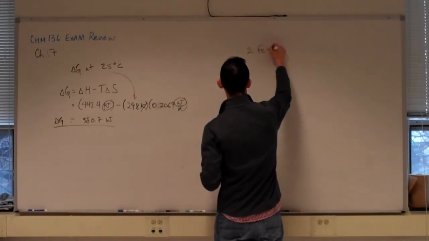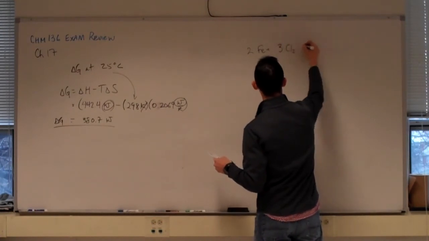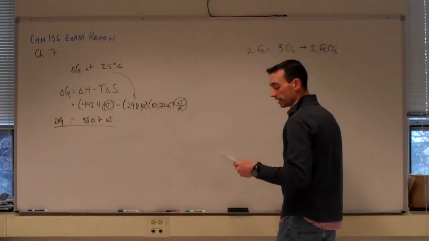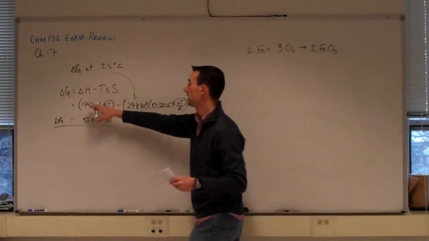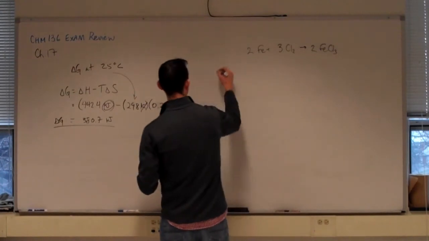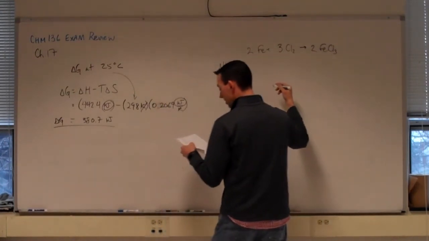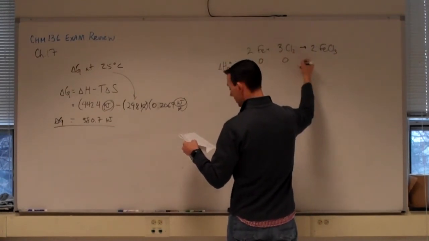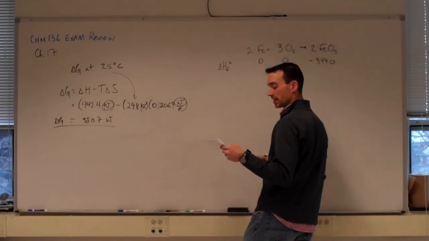2 Fe plus 3 Cl2 produce 2 FeCl3. We're asked to calculate delta G, but unlike the previous problem where we were just given the delta H and the delta S, we're given delta H formation values for these compounds. Now I'm going to write them directly underneath. So 0 for iron, 0 for chlorine, negative 344.0 for FeCl3.